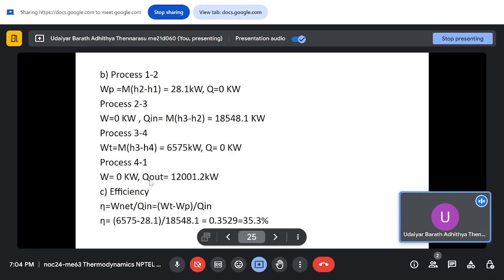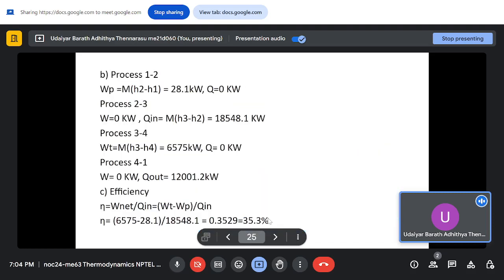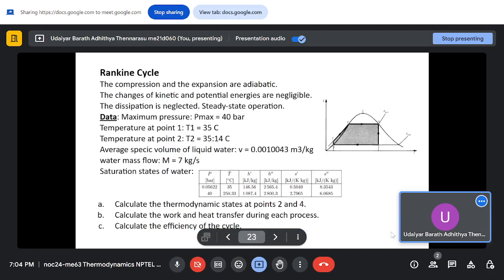And then heat rejection, again the work is 0, heat rejection is m dot into (h4 minus h1), so 12001.2 kilowatt. So efficiency is the net work divided by heat input, so turbine work minus pump work divided by heat added, so this comes out to be 35.3%. So this we saw, this is the cycle.